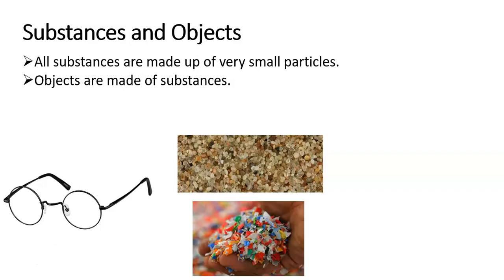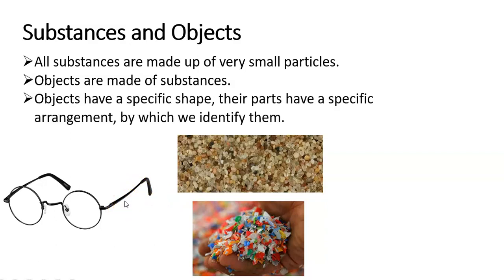And the frame can be made from plastic. So here you have small fine particles of plastic and the object made from that is the frame. Objects have a specific shape. Their parts have a specific arrangement by which we identify them.